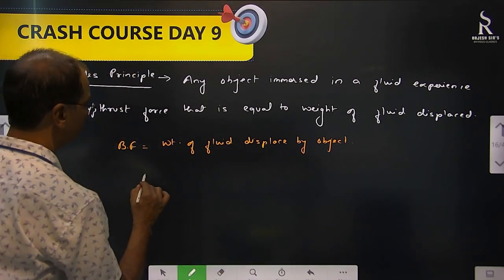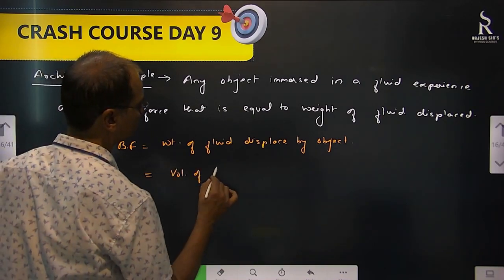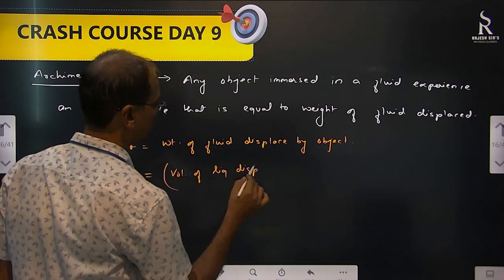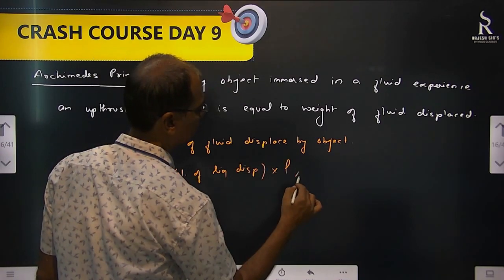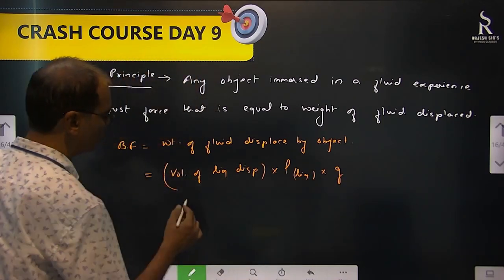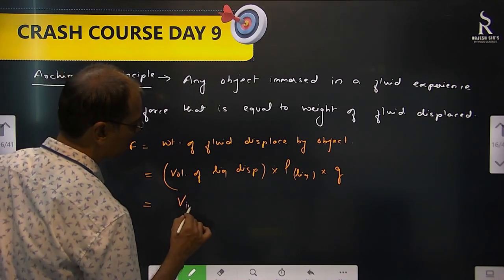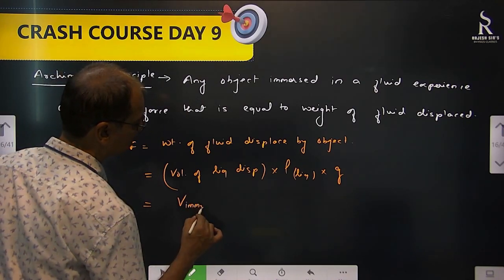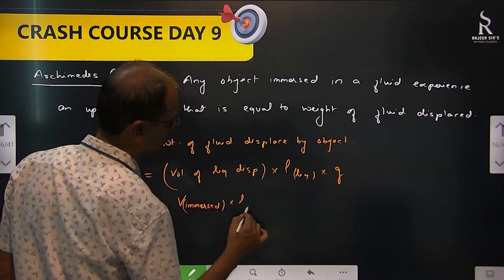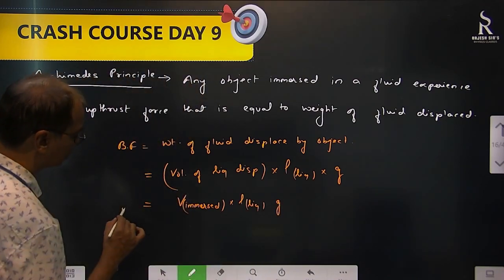So, volume of liquid displaced into density of liquid into G. That is only weight of liquid displaced. So, we say here volume of the object inside, volume immersed, into density of liquid into G. That's only buoyancy force.